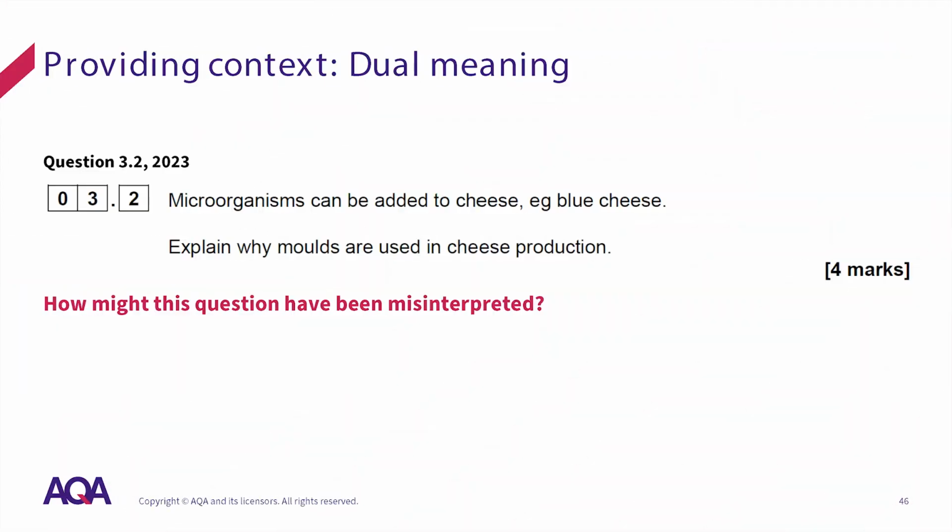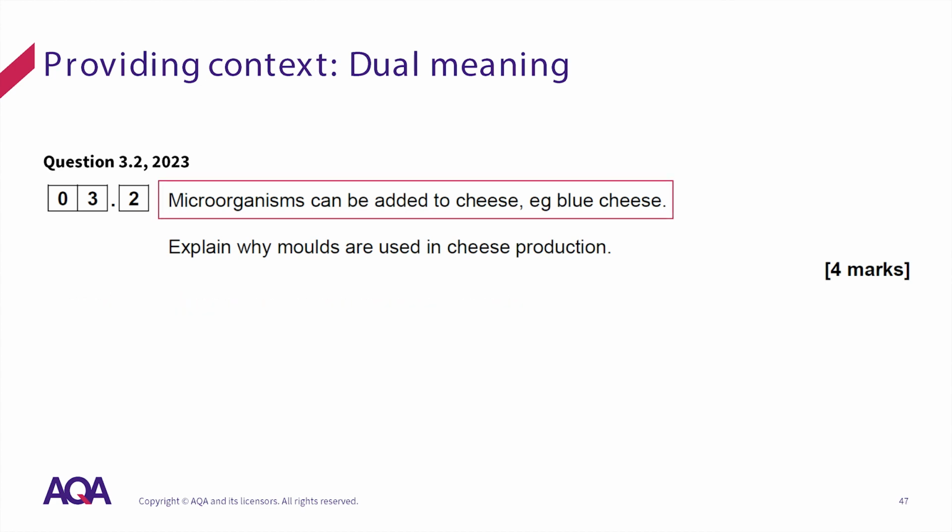Have a look at this question. How might students have misinterpreted it without the given context? As moulds can be equipment that are used to shape foods such as cheese, but also other dishes like jelly, without referencing microorganisms, students may have focused on the shaping of cheese rather than the addition of moulds.